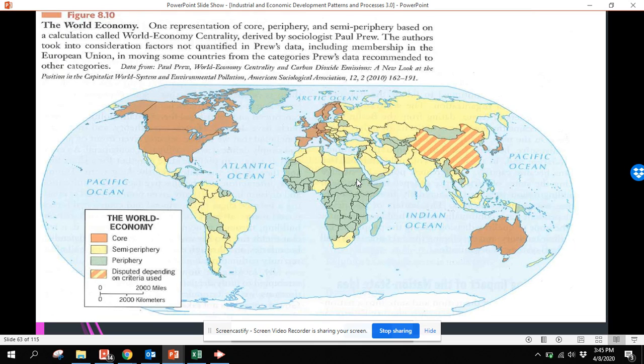Now, you can move between them. With Rostow, you can't move backwards in theory. Here, you can move back and forth. So for instance, the Soviet Union, before the fall in the Cold War, would have been one of the core countries, whereas now it's considered a semi-periphery country. You could argue small countries within here. I have no issue with that.